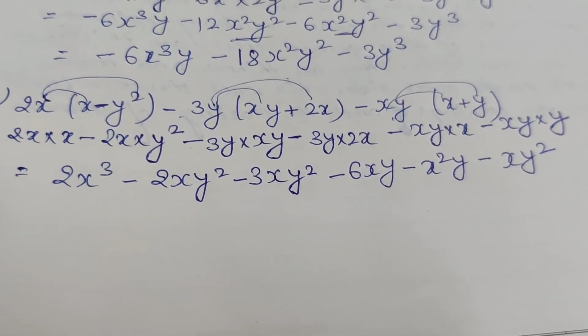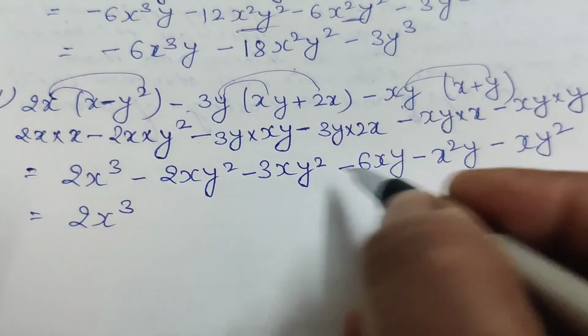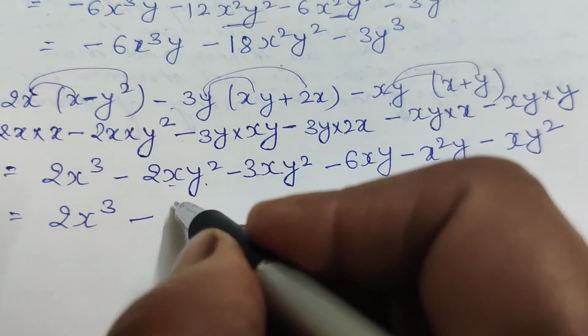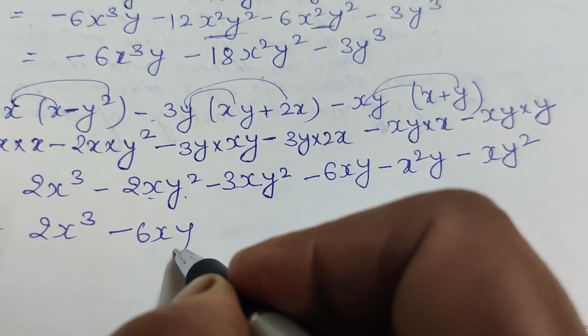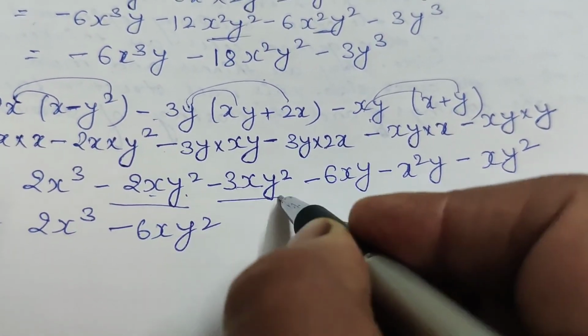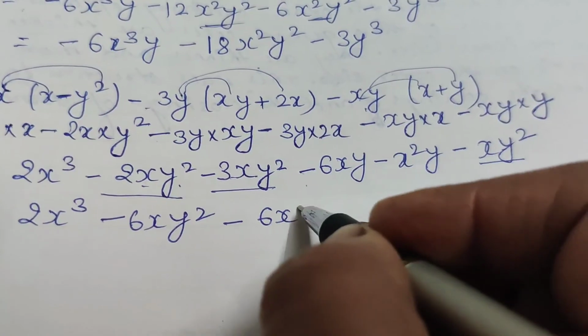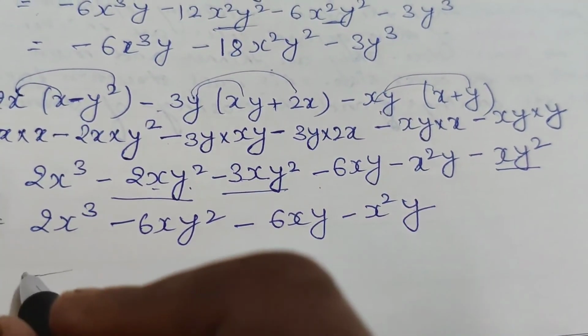Now collect the like terms. First 2x cube. Okay. Next 2xy square, 3xy square and minus 1xy square. These are the 6xy square. Minus 2, minus 3 and minus 1. Minus 6xy, minus x square y. This is the answer.